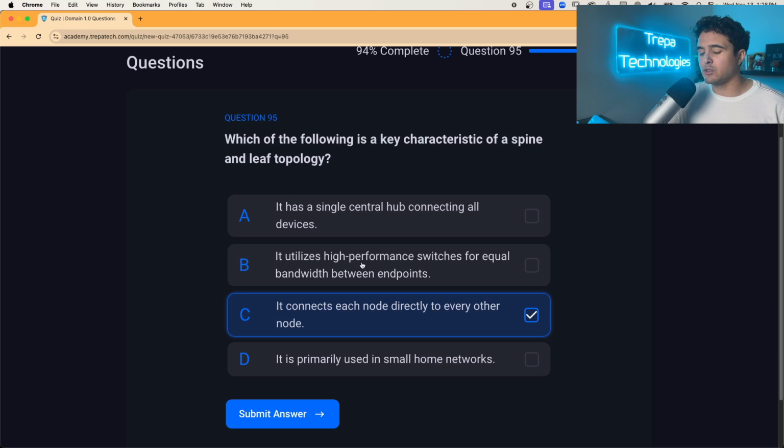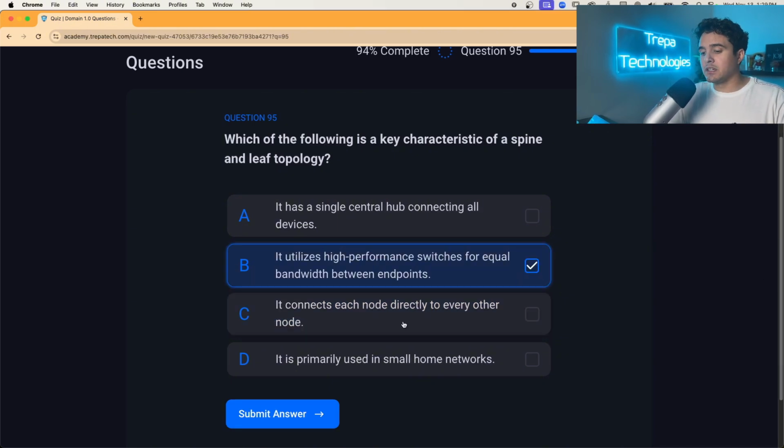Actually, let's look at B here too. It utilizes high performance switches for equal bandwidth. Actually, no. I misread C. So with spine and leaf, every leaf switch is only one hop away from each other. Doesn't mean they're directly connected to each other.